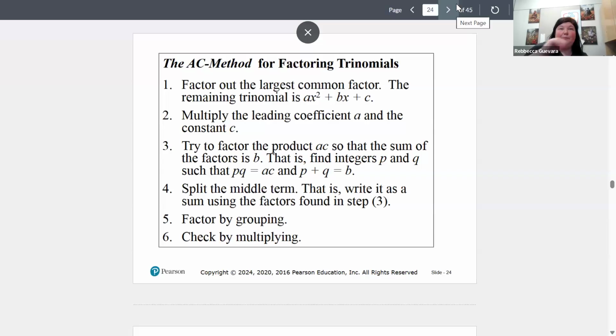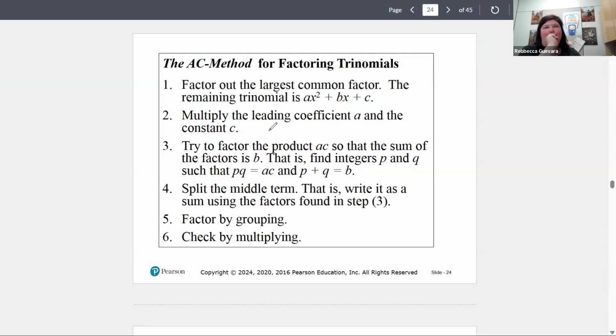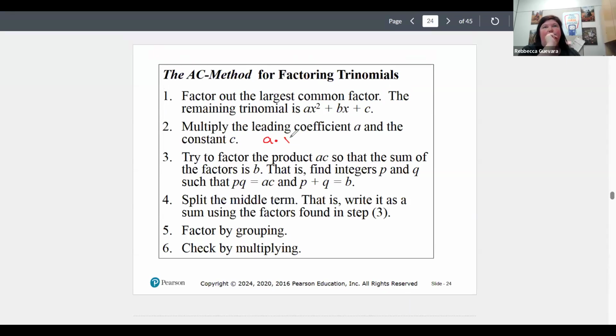Really, it's going to come down to, remember, a trinomial is going to look like its standard form as this: ax squared plus bx plus c. So we're going to multiply the leading coefficient, that a, to the c, which is where we get the AC method from. And the reason we do that is because eventually we get something that happens to give us that middle term. So we want to try to find factors that produce the a times c so that the sum of the factors will give us that b.